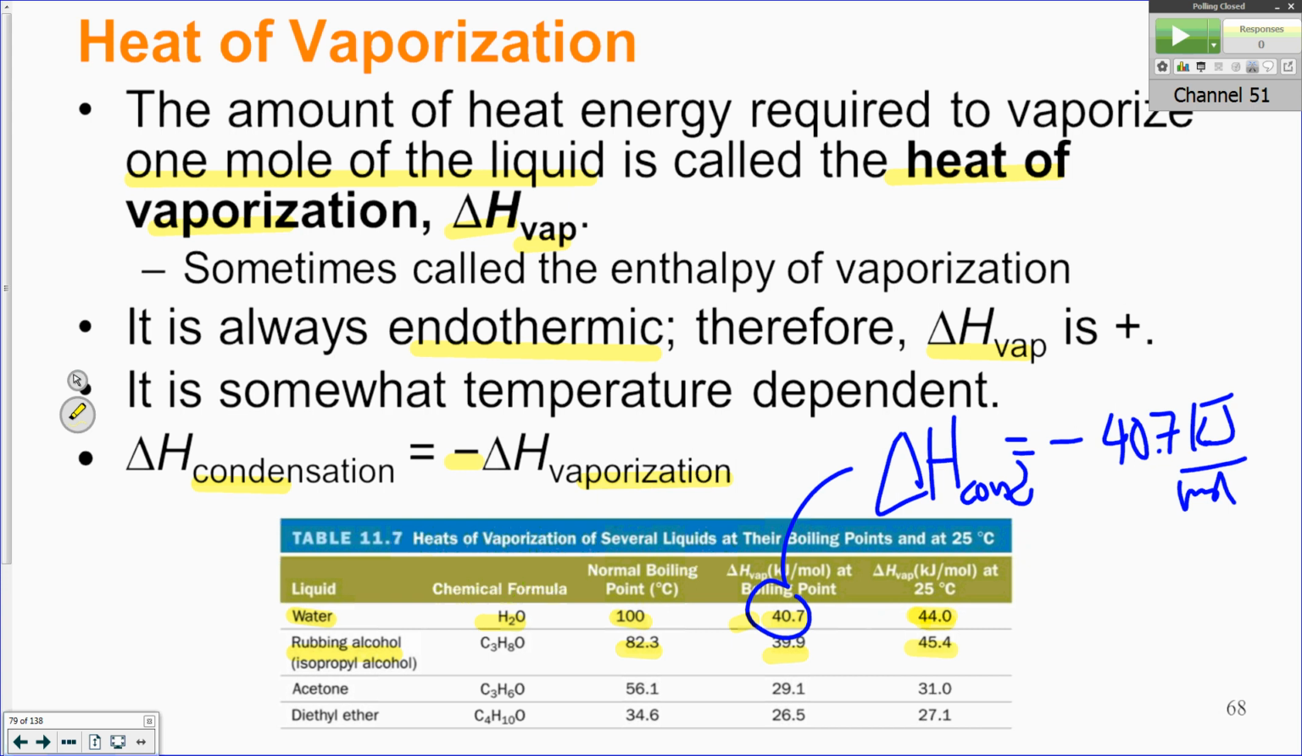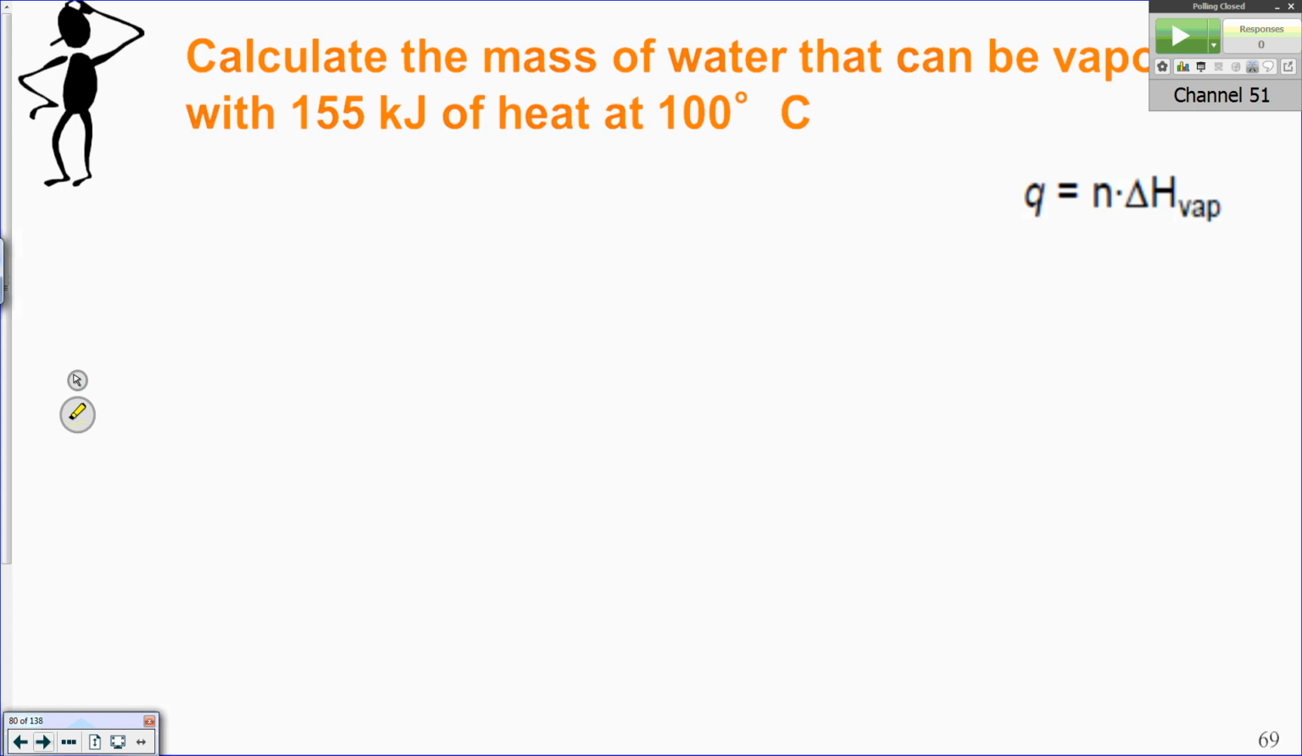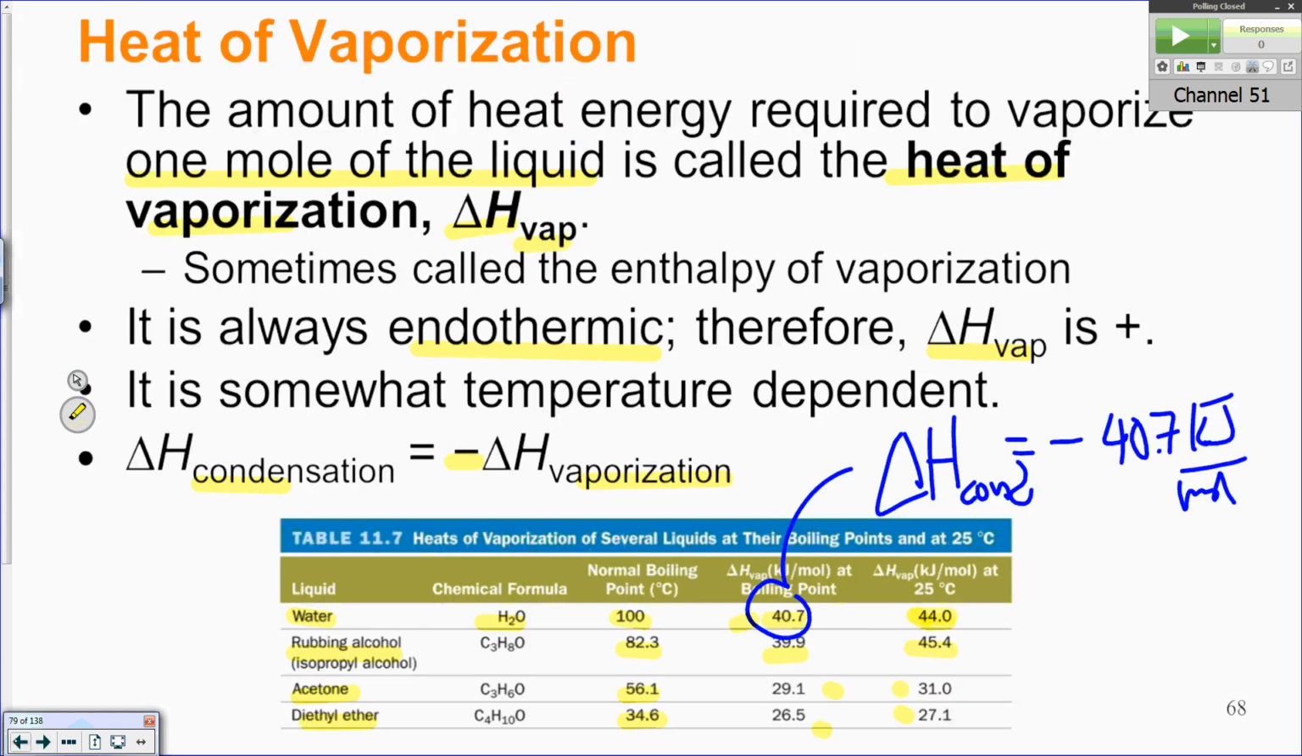If we look at things that have smaller intermolecular forces, like acetone or diethyl ether, because of lower intermolecular forces they have lower boiling points. But usually the change is a little bit less. So the lower the intermolecular forces, the lower the difference between the enthalpy of vaporization at the boiling point versus room temperature.